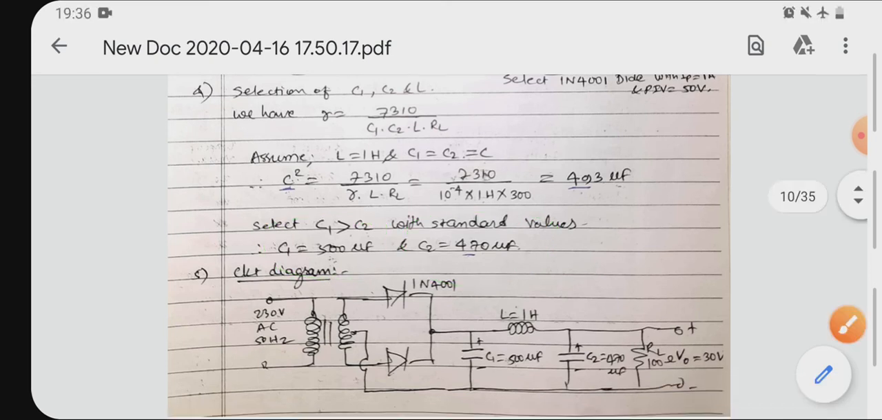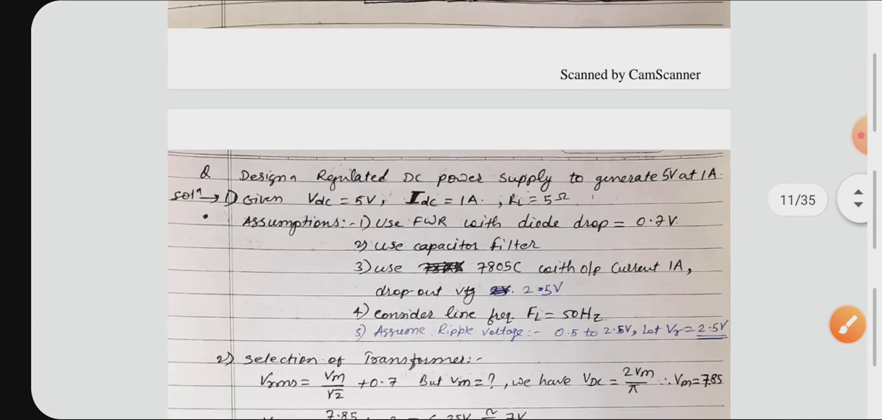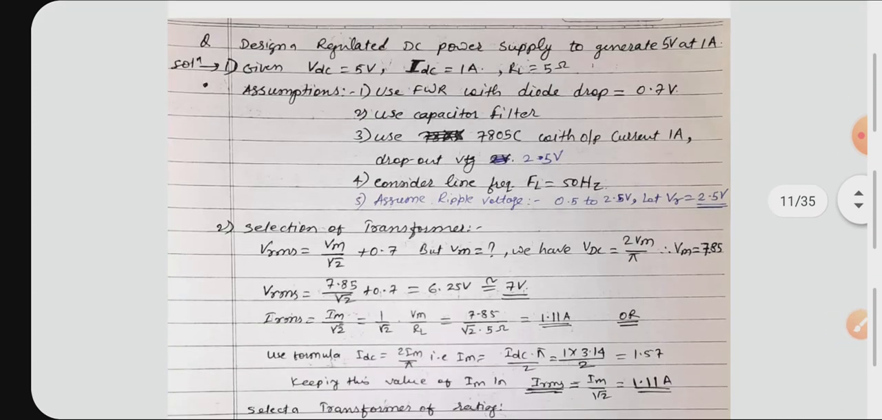Again, don't forget to draw the circuit diagram lastly. Now what about the unregulated? Now we will move to the regulated power supply. So in the regulated power supply there will be 4 blocks: transformer, rectifier, filter, and regulator also.